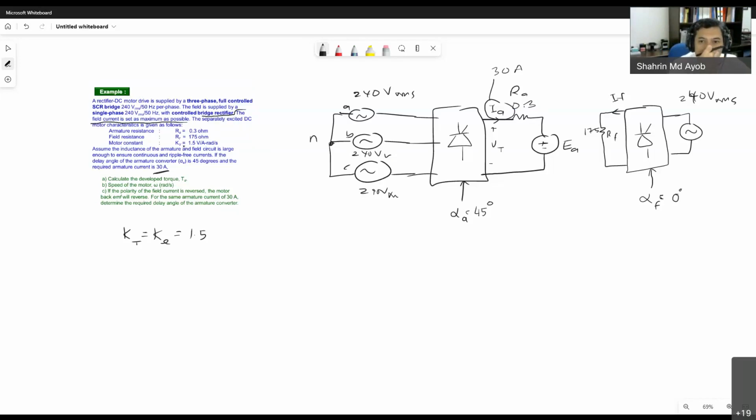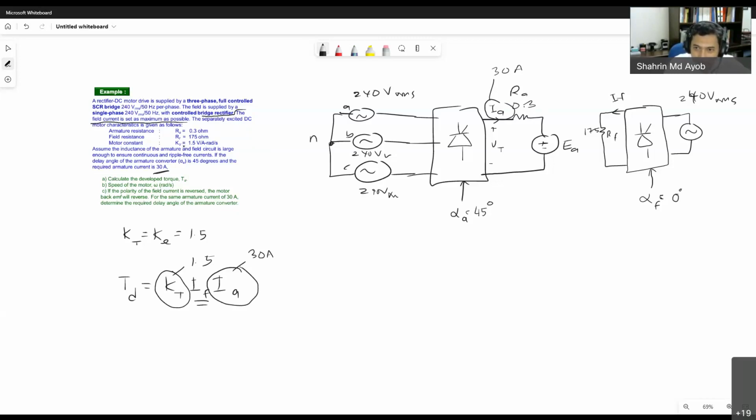So calculate, okay, what next? The torque. So meaning the torque of the motor is KT IF IA. Okay. So KT is given 1.5. IA is also given, 30 amperes. But right now, IF is not given. Okay, you need to calculate the IF.